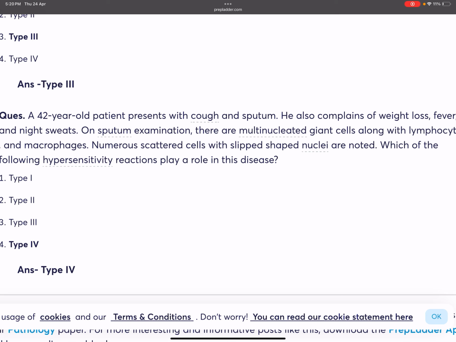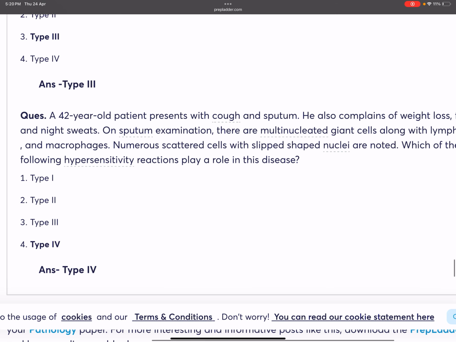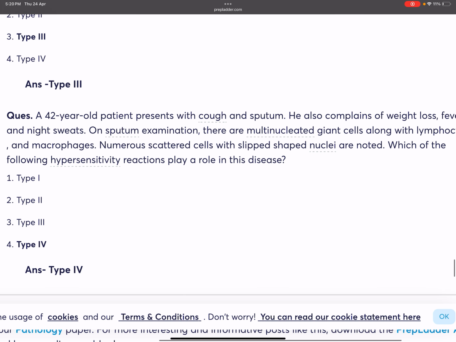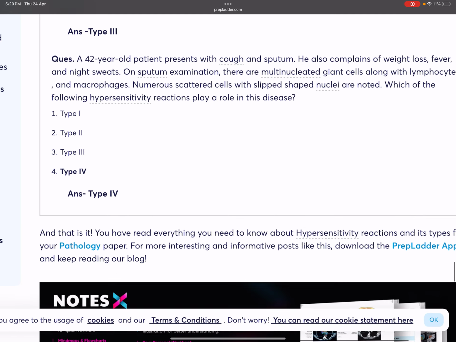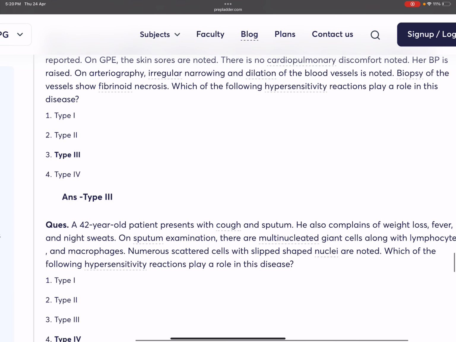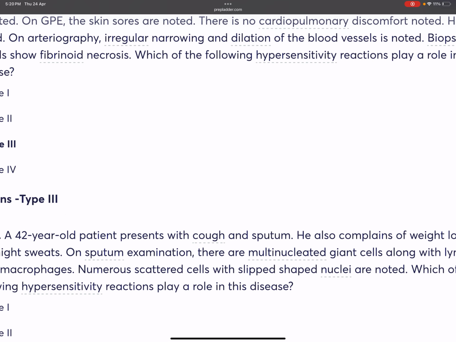42-year-old जिसको कफ है, स्पुटम है, वेट लॉस हुआ है, फीवर है, नाइट स्वेट्स है, स्पुटम एग्जामिनेशन किया, जाइंट सेल्स निकले मल्टीन्यूक्लिएटेड, लिम्फोसाइट्स के साथ एंड मैक्रोफेजेस के साथ, काफ़ी स्कैटर सेल निकले, स्लिप शिफ्ट न्यूक्लियाई. Which of the following hypersensitivity plays a role is type 4. Okay, so that's all about this, and I will be definitely coming with more videos.